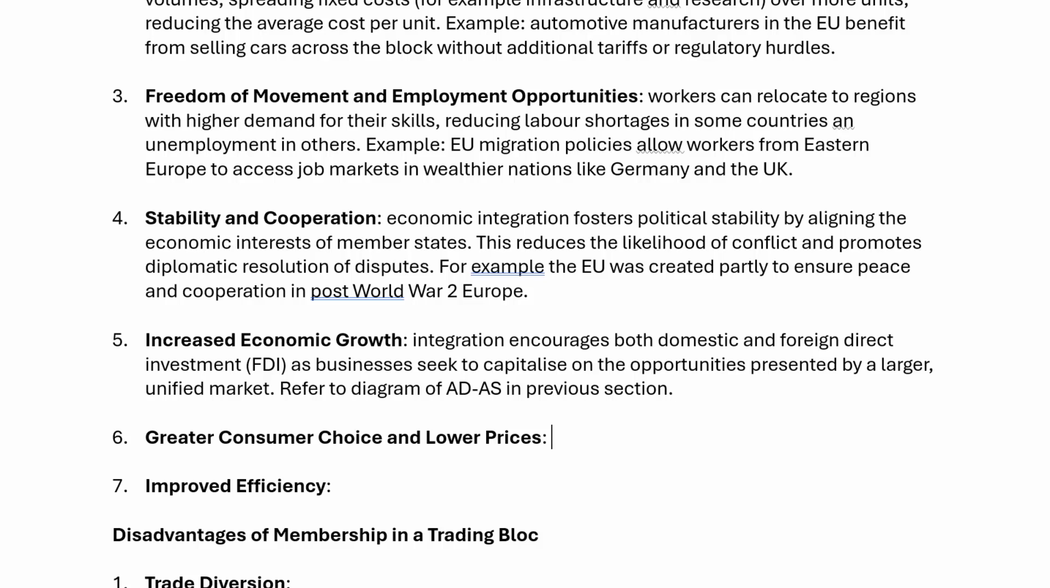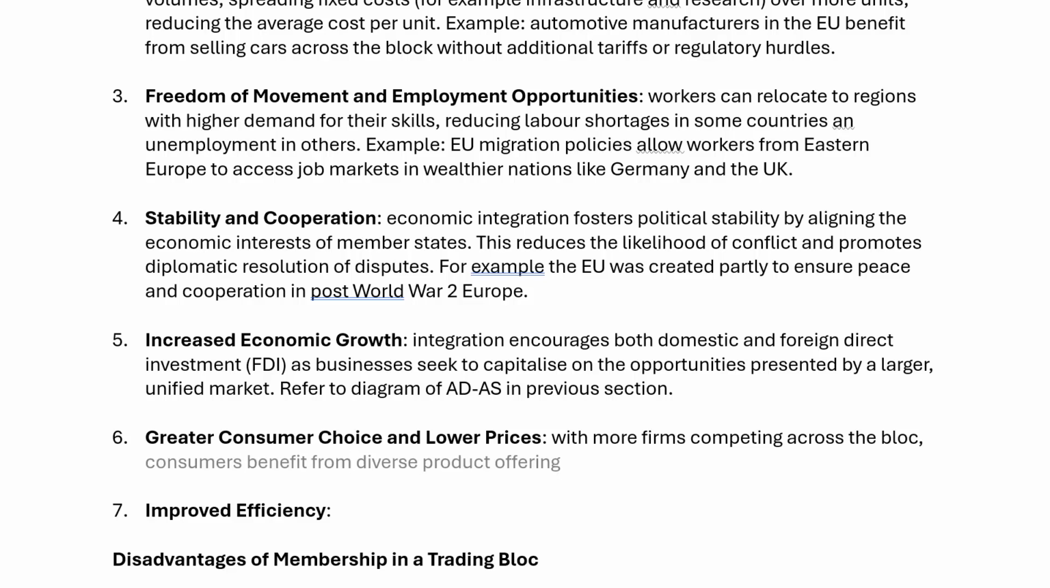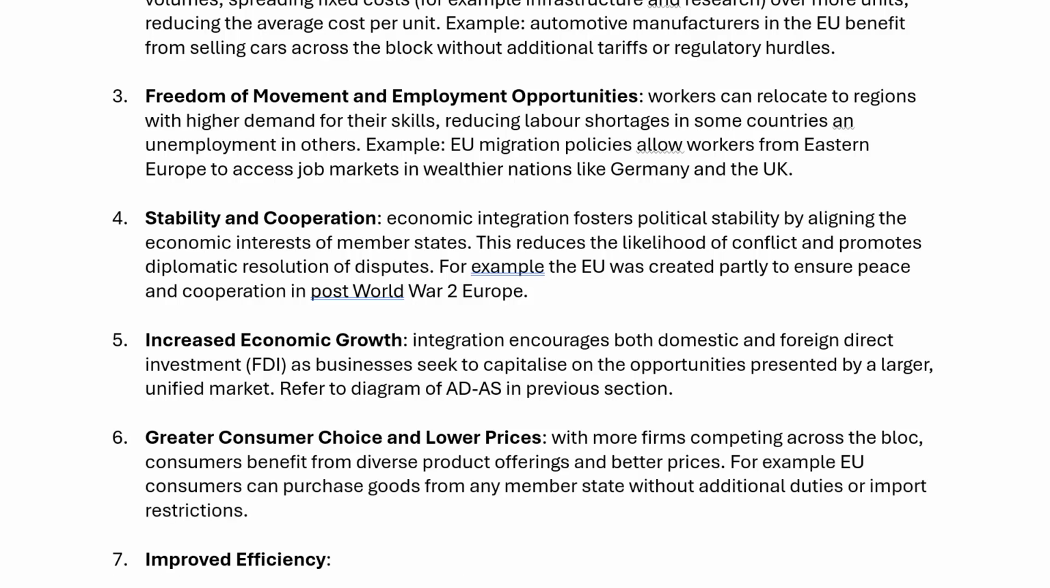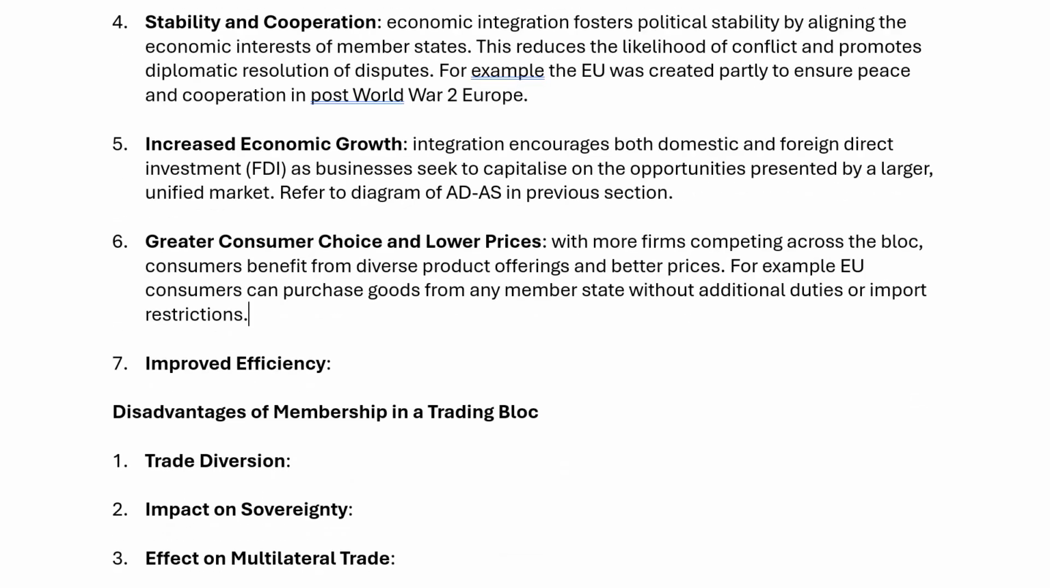So, advantage number 6 is this idea of greater consumer choice and lower prices. With more firms competing across the bloc, consumers benefit from diverse product offerings and better prices. For example, EU consumers can purchase goods from any member state without additional duties or import restrictions. So this idea of reducing trade barriers is ultimately pro-consumer. It's good for consumers because it means that consumers now have more choice and probably better prices as well.